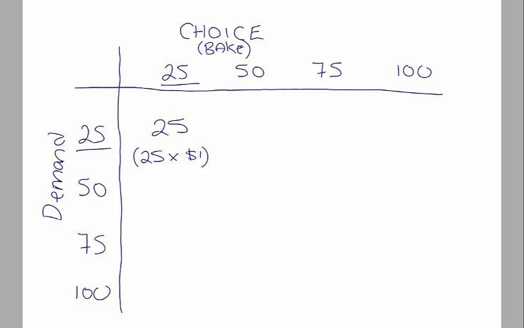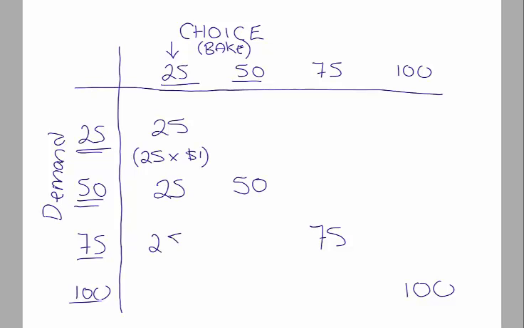And on a similar basis to where we've got the same amount baked as demanded, it's going to be $1 for each one. So that's going to be $50, $75 and $100. The key to this though, however, is if we choose to bake 25, it doesn't matter what demand is, you cannot sell more than you've actually baked. And as a result of that, you would get a profit of 25 no matter what if you were to bake 25.